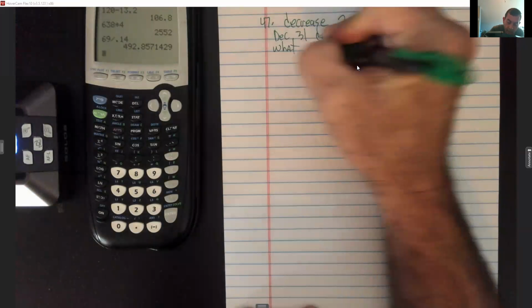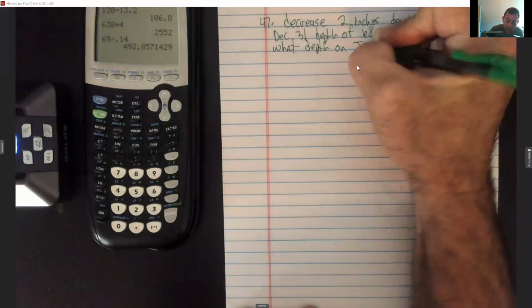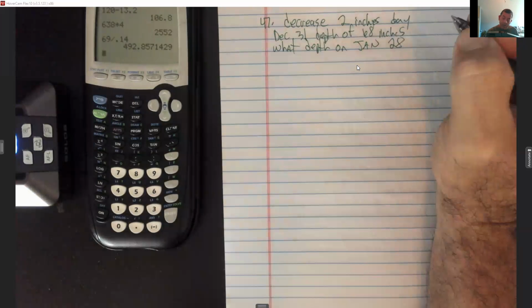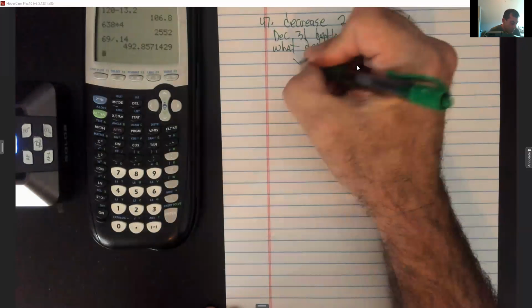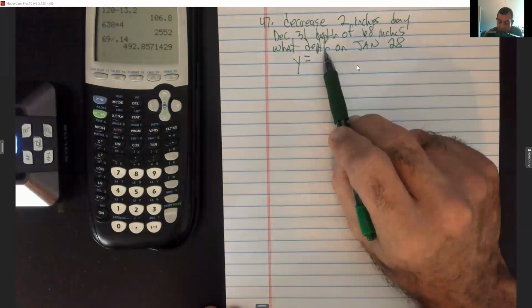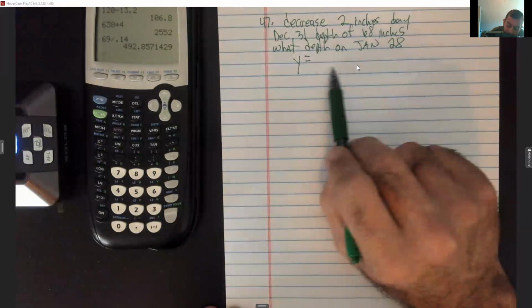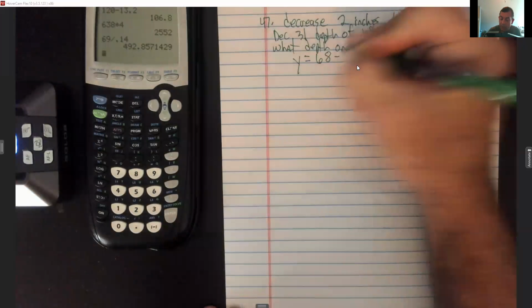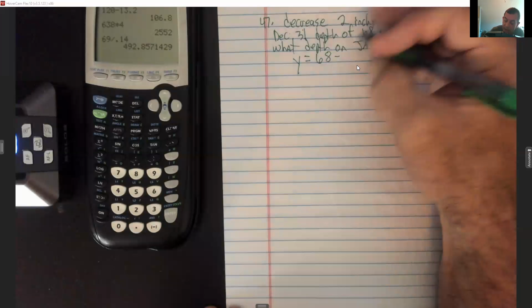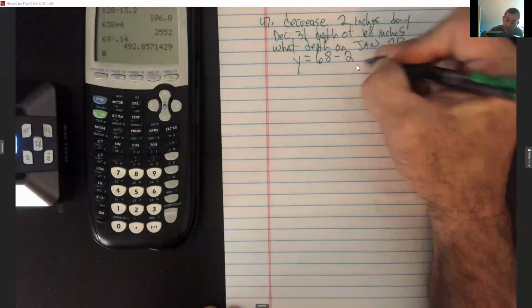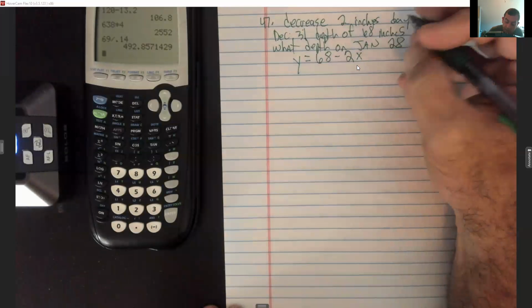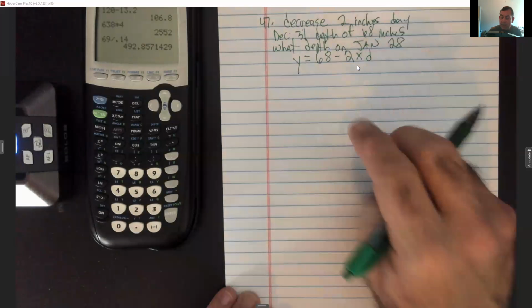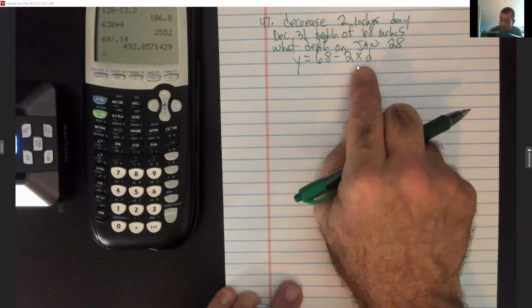Okay, so what depth on January 28th? To do that one, we got to come up with our y equals. Let's see, what starting amount did we have? I said it started at 68 inches because that was on December 31st. It's decreasing, so it's going to be minus 2 inches times the number of days, and I'll just call that D. So 2 inches a day it decreases from the 68.